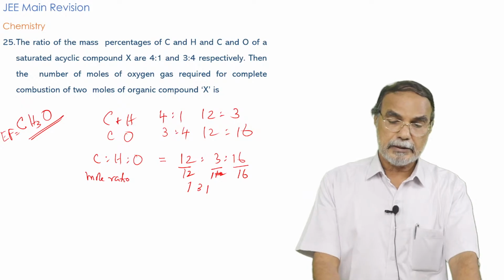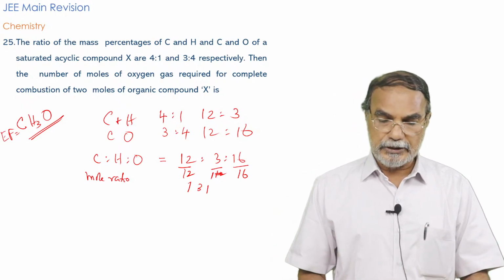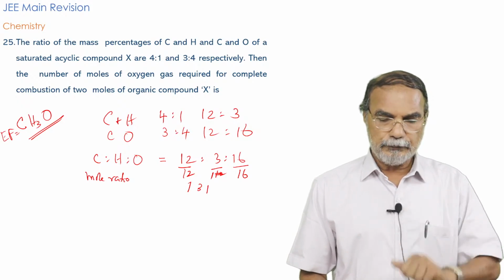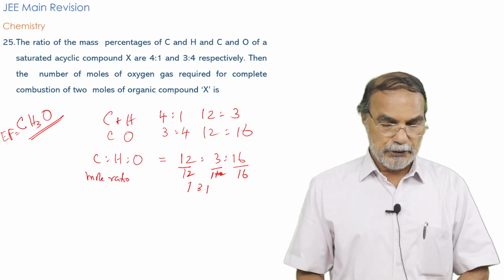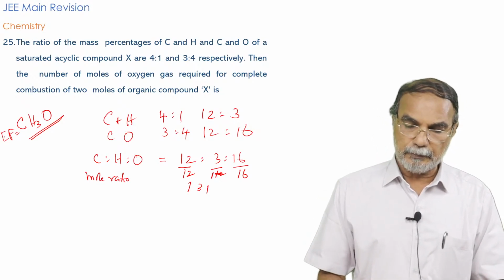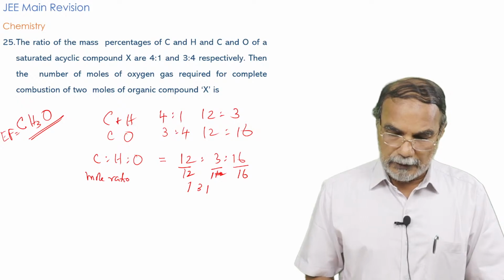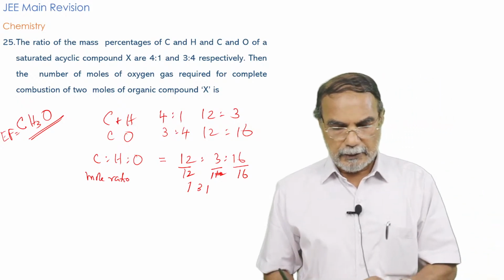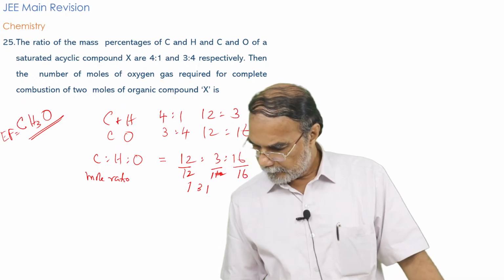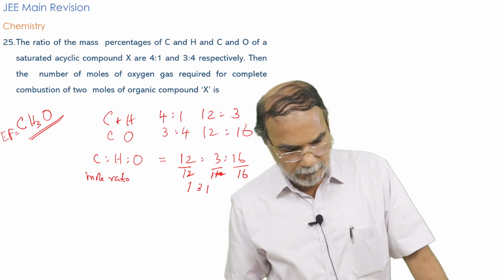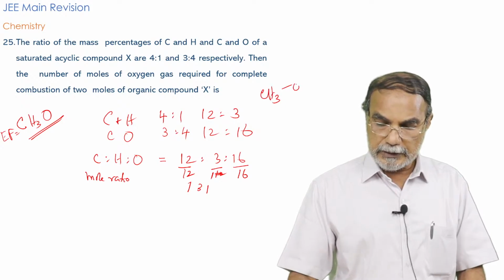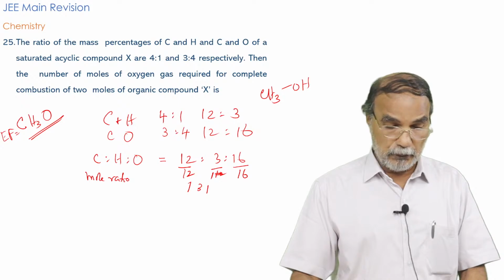Then the question is the number of moles of oxygen gas required for complete combustion of 2 moles of the organic compound X. The empirical formula is the only formula that is known now. So what will be the molecular formula of the compound? Actually, you must have knowledge about the molecular mass of the compound. The empirical formula of the compound is CH3O. You cannot write a molecule like that; the known molecule is CH3OH, which is CH4O.